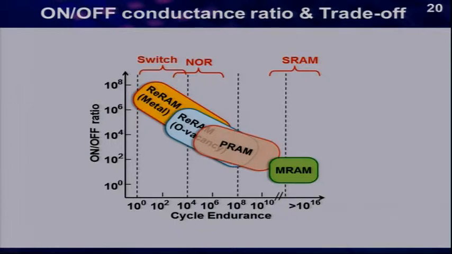Here is the atom switch, which has the largest on-off conductance ratio. ReRAM with oxide vacancy also has a high on-off conductance ratio. On the other hand, MRAM has a good cycling endurance. We believe the atom switch with high on-off conductance ratio is suitable for programmable switch in LSI.